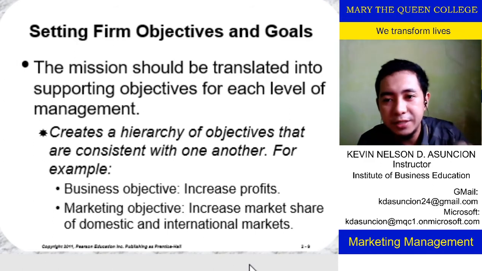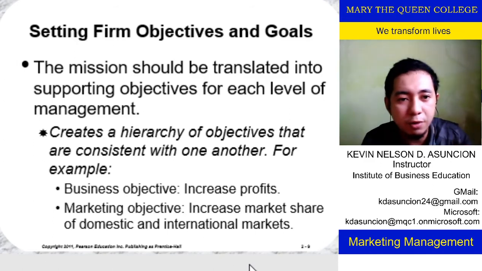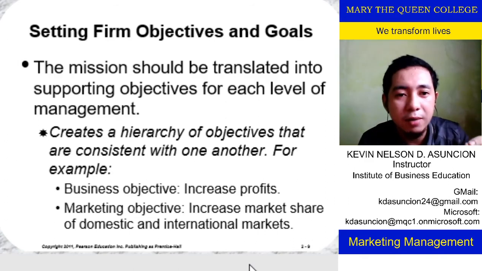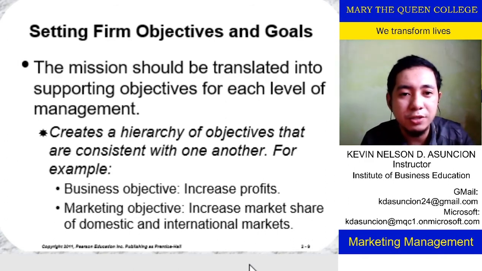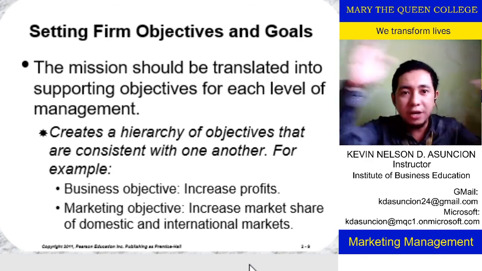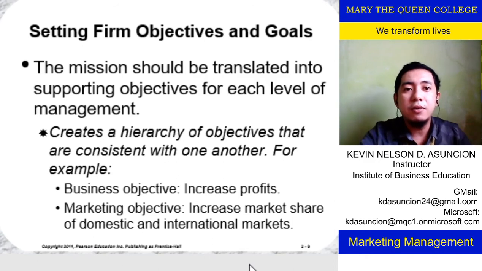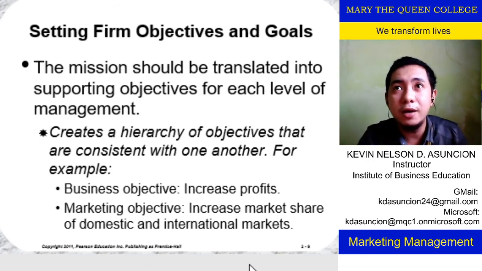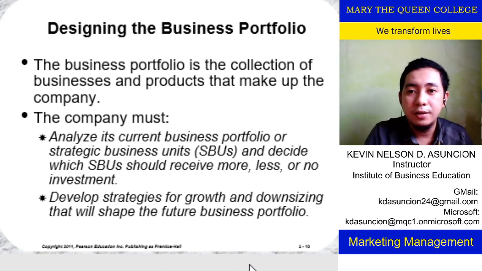So, there are business objectives, like to increase profit, and marketing objectives, such as increase market share of domestic and international markets. So, kanina is general, the mission statement. Now, the firm's objectives and goals are specific ones. Now, what the company would like to achieve, no? In a smaller scale, no?